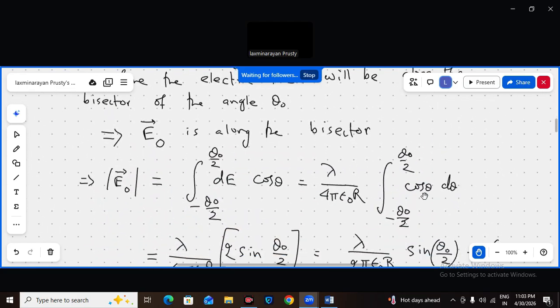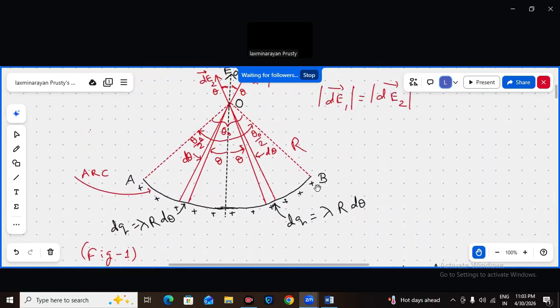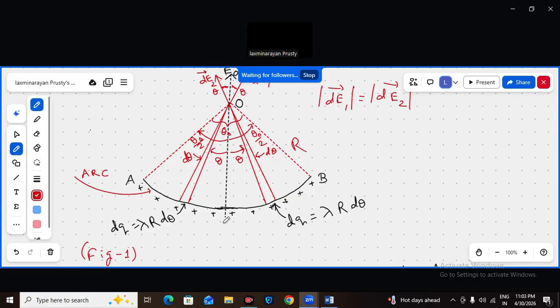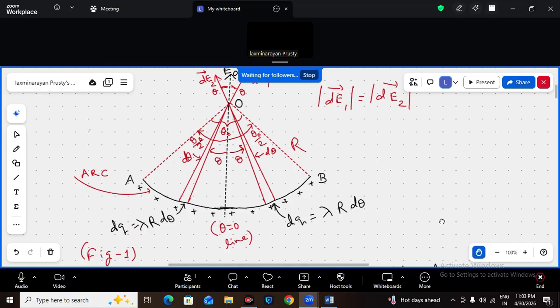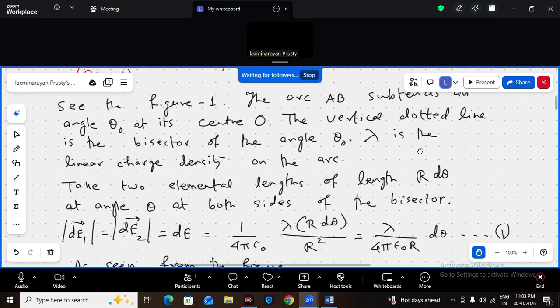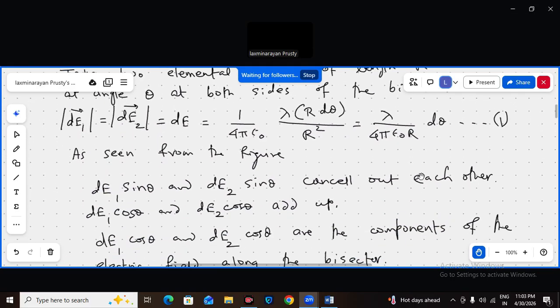The constant term is taken out, and cos theta d theta is integrated from minus theta naught by 2 to theta naught by 2. Because if this is minus theta naught by 2, then this will be plus theta naught by 2, since the bisector is the theta equal to 0 line. Okay, is it clear? Yes.